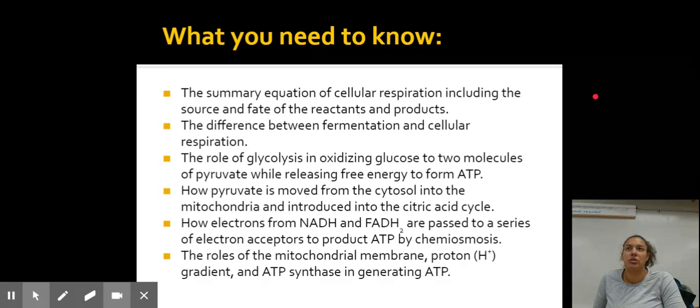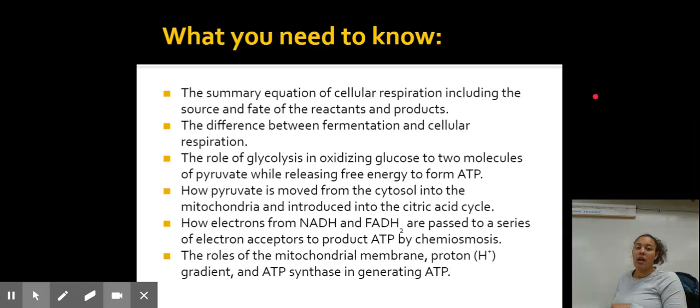Basically, you should be able to summarize the chemical equation for cell respiration, identify the reactants and the products, be able to say, here is the original source of those reactants, and here is where they end up in the products and where their fate is. Like I said, we want to know the difference between fermentation or anaerobic respiration versus cellular respiration, aka aerobic respiration.